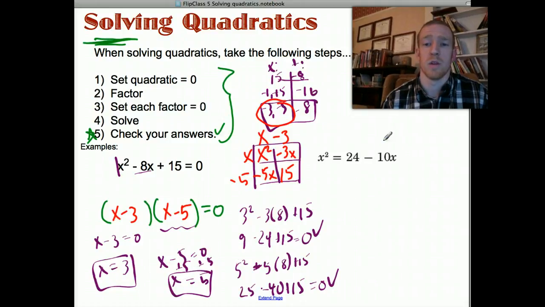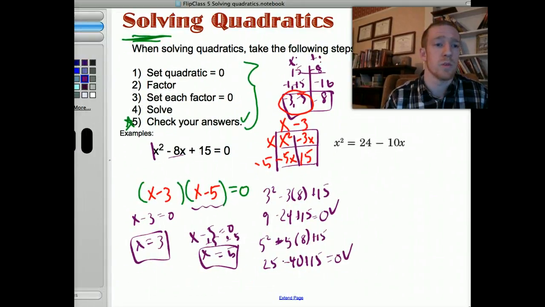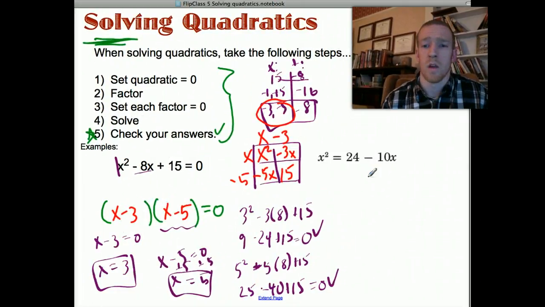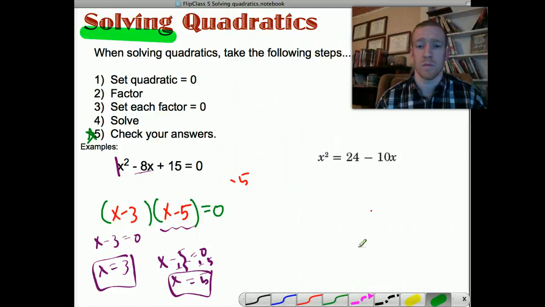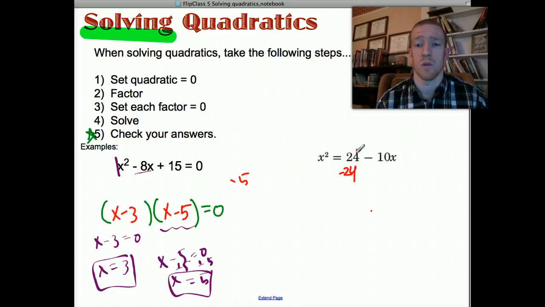So this one, it's not already equal to 0, so I got to fix that. I got to make it equal to 0. So let me switch up our colors here. How do I do that? I want to keep the x squared positive. So what I need to do is I need to add or subtract these terms from both sides so that everything is on one side. So I want to minus the 24. That will cancel the 24 over here, but I got to minus it from both sides. And then I want to add a 10x.